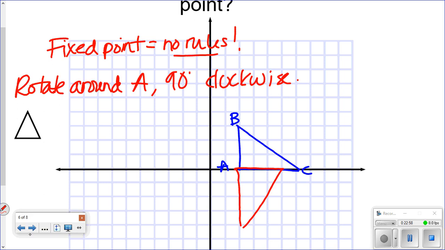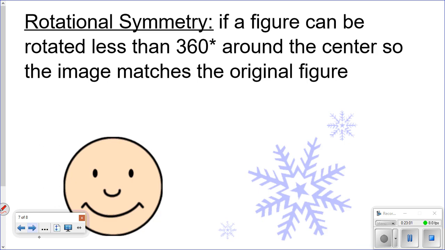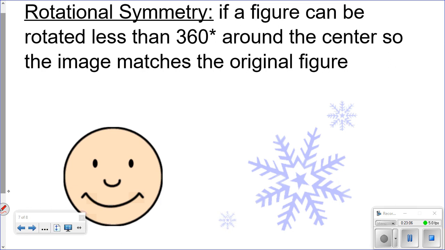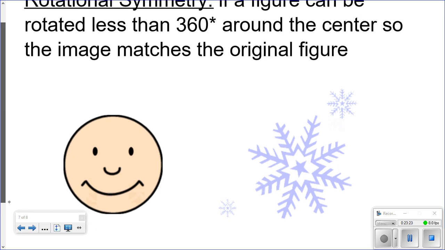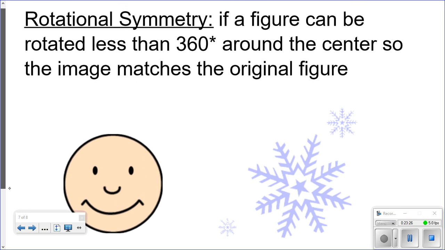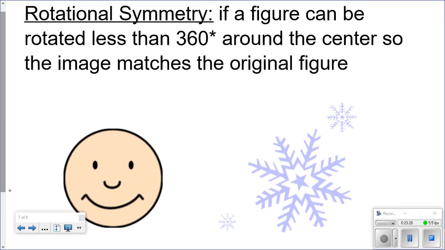The last thing I want to talk about is one more vocabulary word, and it's called rotational symmetry. We're almost done. Hang tight. Rotational symmetry is when a figure can be turned less than 360 degrees and match the original image. You rotate it less than 360 degrees around the center of the image, and it matches the original figure.